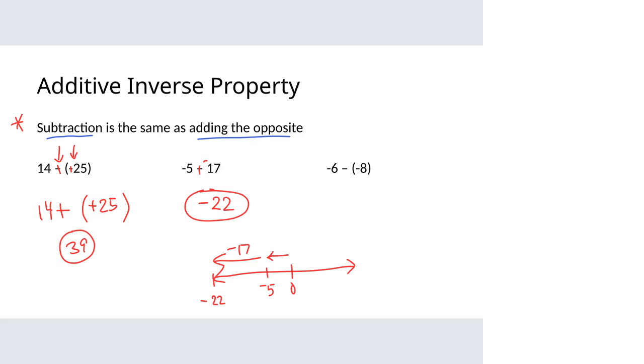Finally, we have the one on the right, 6 minus a negative 8. Well, subtraction is the same as adding the opposite. Now that's 6 plus a positive 8, which you could do a couple different ways. You could use the number line approach. Start at 6, and then from there I need to go positive 8, which lands me at 14. You might not need to draw a number line to do that. And again, the key concept here is that subtraction is the same as adding the opposite.